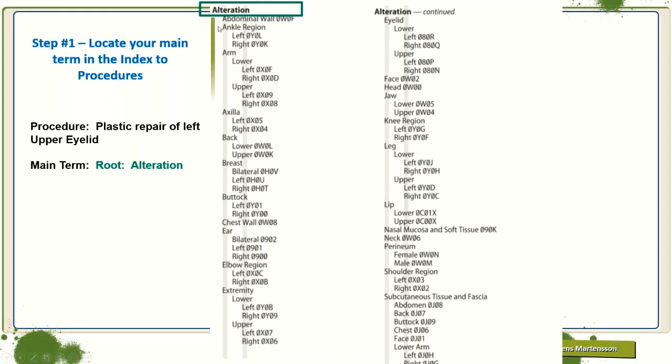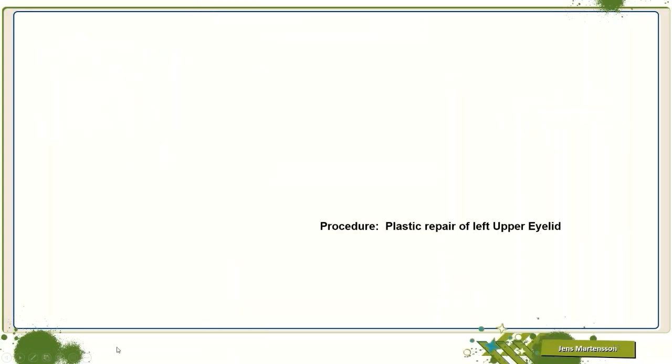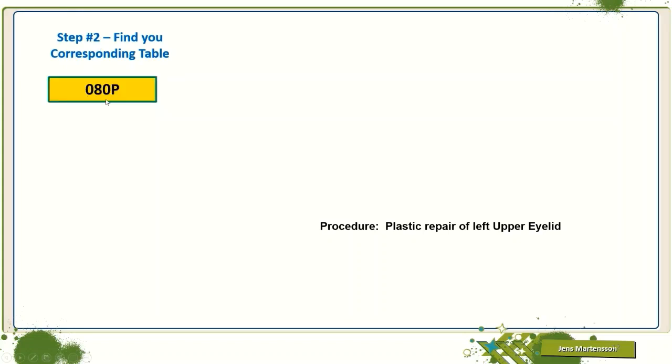Then we're going to scroll down, look for eyelid. Which eyelid? Upper eyelid, left. Now, step 2, we find the corresponding table of 080, the first 3 characters. And let's keep in mind that our procedure is plastic repair. And I want to just point to this. It's right here down below. Hopefully you can see it. All right, so we're going to find the corresponding table of 080.